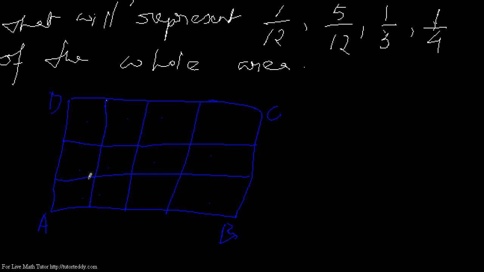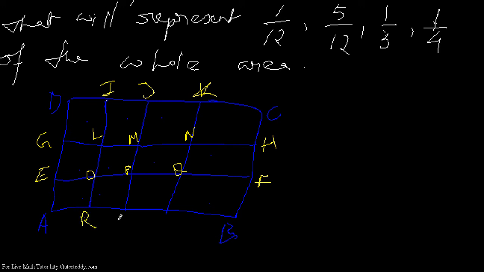And I'm also naming the smaller boxes inside, say E, F, G, H, I, J, K, L, M, N, O, P, Q, R, S, T. Good. Now I have to show which area is representing 1 by 12.